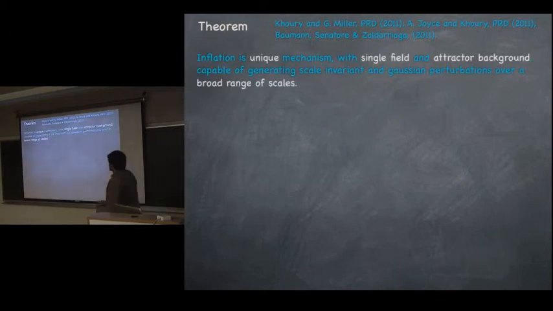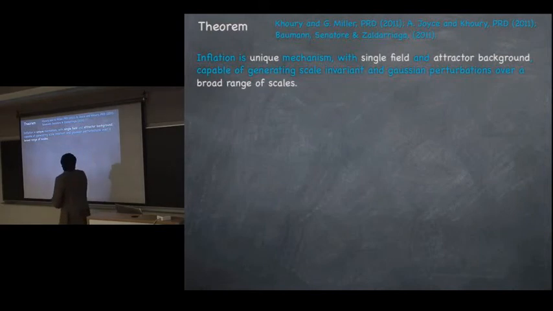The theorem says that inflation is a unique mechanism, with the critical assumptions that you have 1 degree of freedom, so 1 scalar field, on a background that's a dynamical attractor. That's another important feature. So: single field, attractor background. Inflation is the unique mechanism capable of generating scale invariant and Gaussian perturbations over a broad range of scales. That's the statement. By broad, I mean more than 10 to the 4, 10 to the 5 in k space.